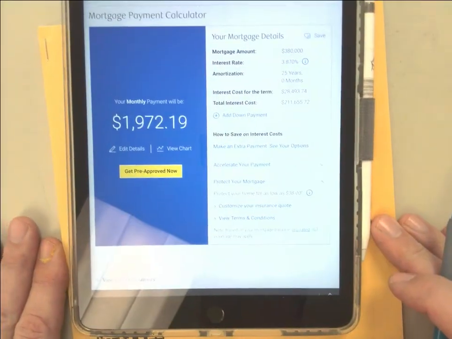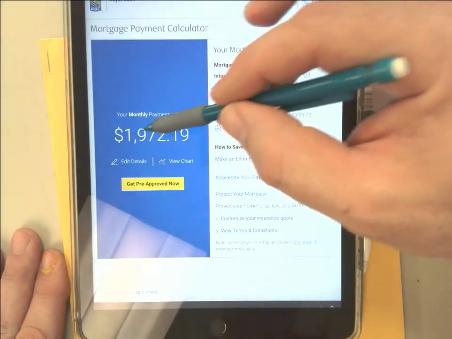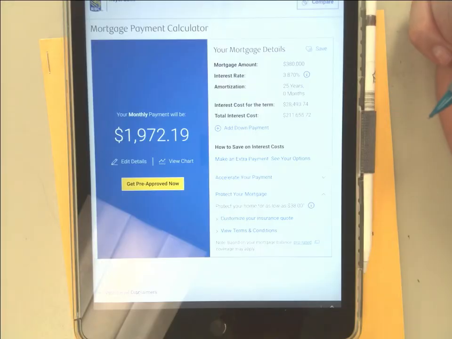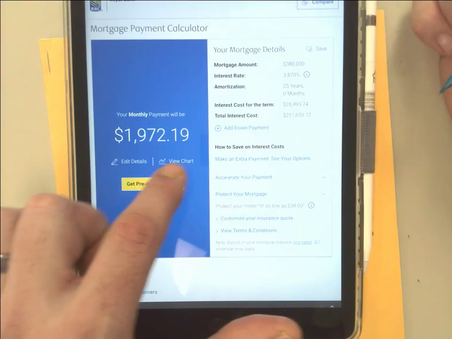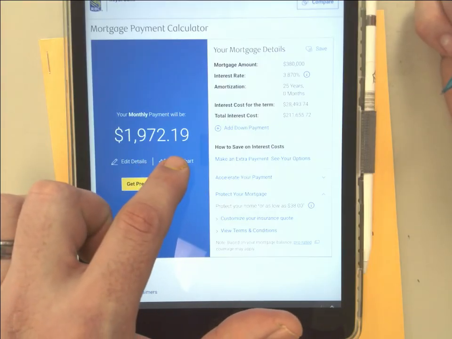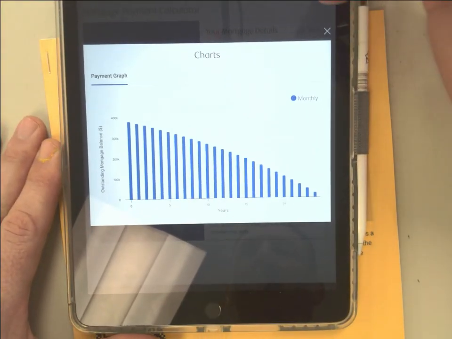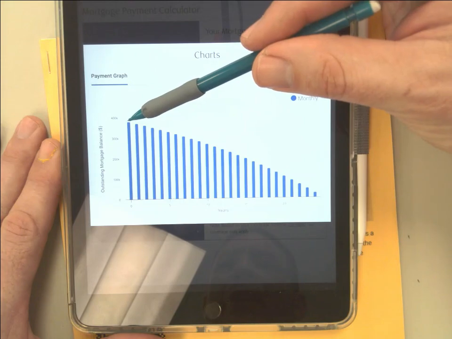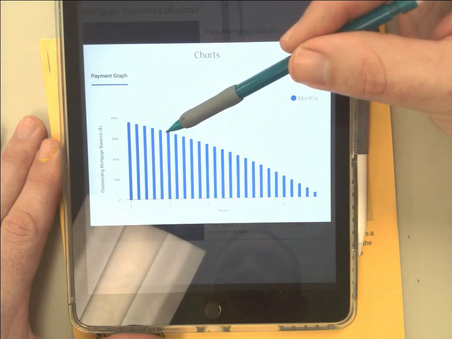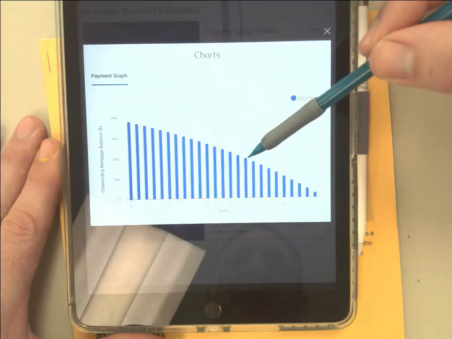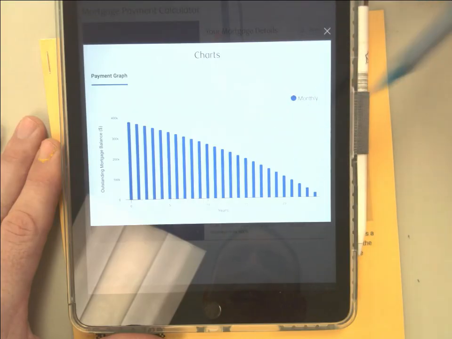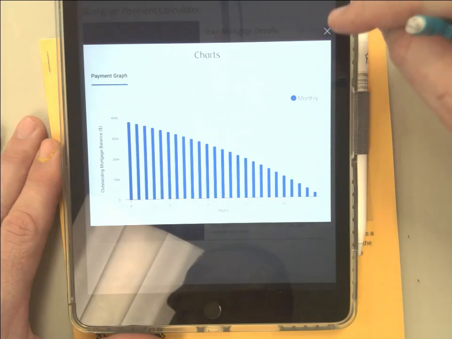So your monthly payment is $1,900, or almost $2,000. That is just to pay off your mortgage. Let's look at the chart. I like this chart right here. Let's click on that. It tells you, right at the very beginning, how the amount that you owe them is going to come down, how it's going to drop over time. That's kind of cool. I will close that.